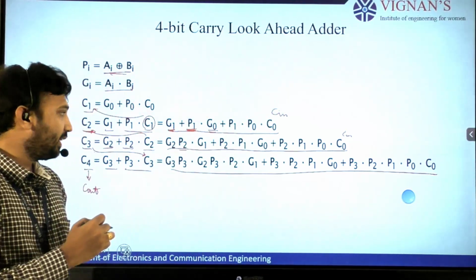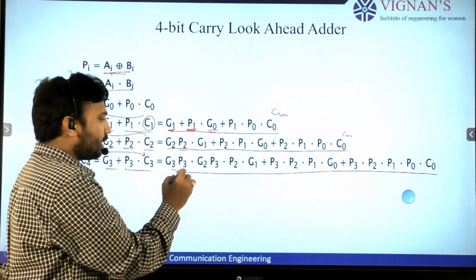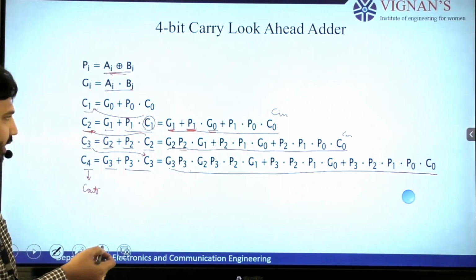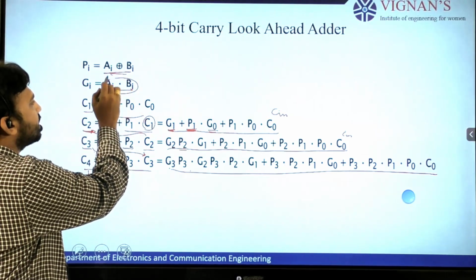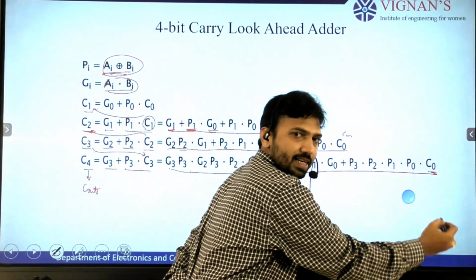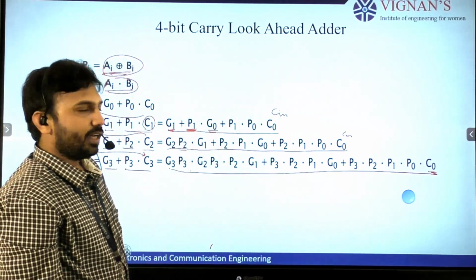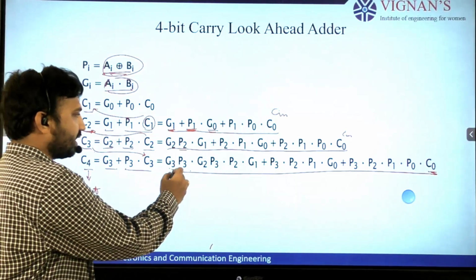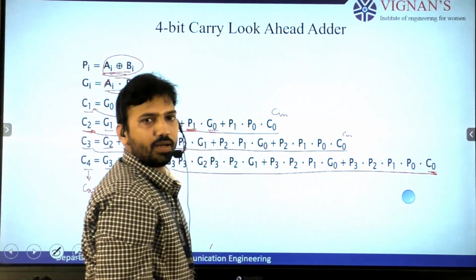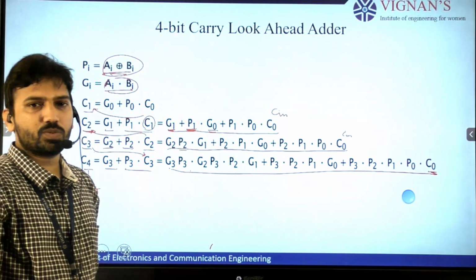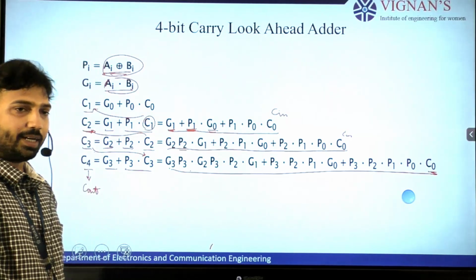Now in this equation, if you observe, all are in terms of G as well as P, that is generate as well as propagate. It is only in terms of the inputs that we apply. And similarly, the last one is C0, which is the input carry that we apply. Now if you observe this final C out, the final C out is only dependent on the inputs that we have applied to the adder, that is A, B as well as C in. So that is the reason the delay of this one will be very less compared to the ripple carry adder.